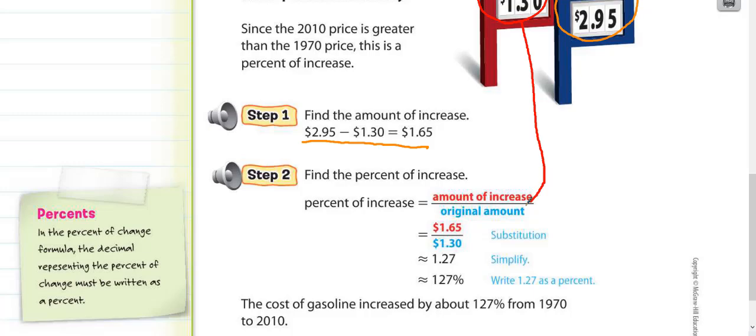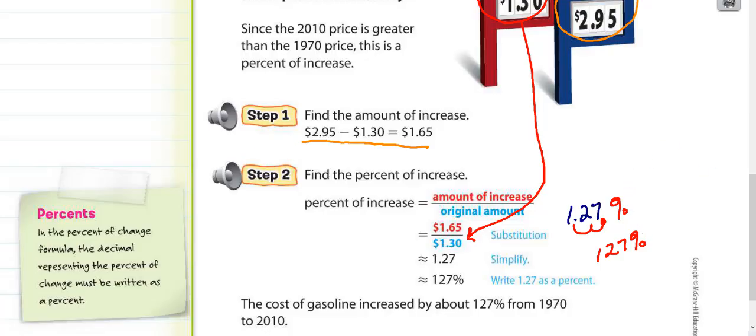And then, let's scoot down here to the next part, and take that difference and divide it by where it started. It started at $1.30 because we're comparing how much it changed between 1970 and 2010. And we get 1.27, which is 127%. Just a quick reminder, when you see 1.27, to change it to a percent, you move that decimal 2 places and add a percent sign. So you end up with 127%. Yes, things can go up by more than 100%. They can increase by more than where they started.